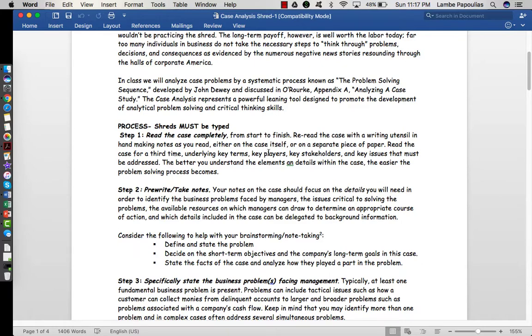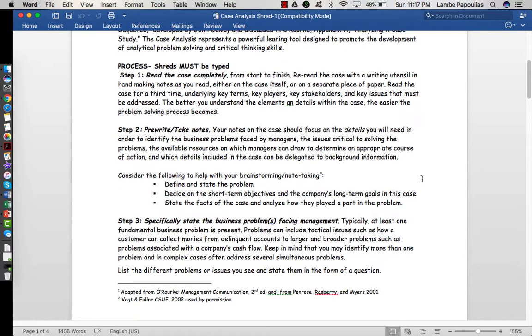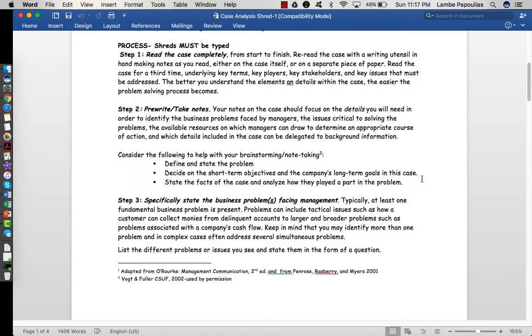Then, step two, I want you to pre-write and take notes. So your notes on the case should focus on the details you will need in order to identify the business problems faced by managers, the issues critical to solving the problems, the available resources on which managers can draw to determine an appropriate course of action, and of course, which details included in the case can be delegated to background information. So consider the following to help with your brainstorming note taking.